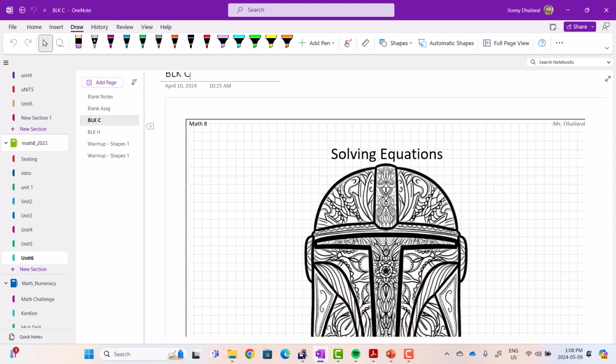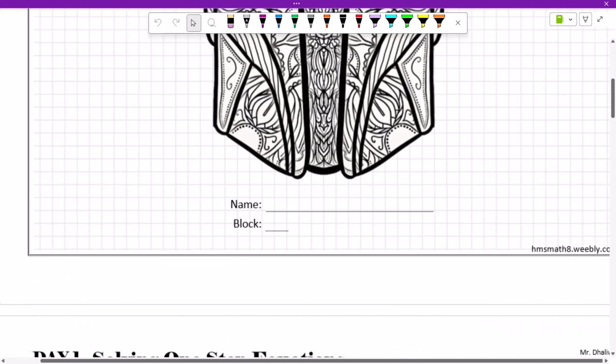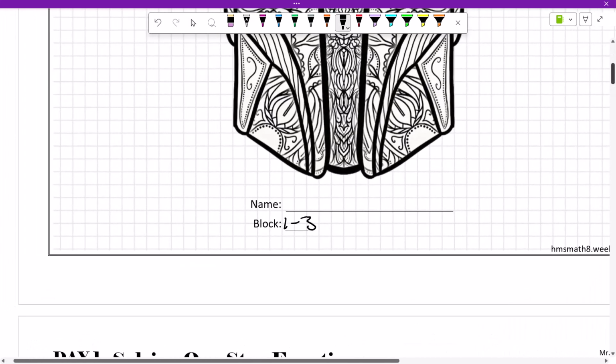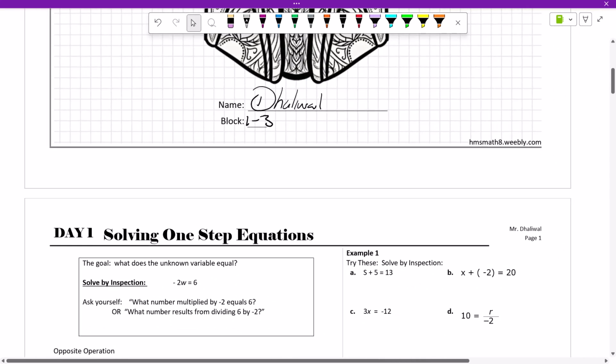All right, so we can start off with writing your name. We are block 3 of day 1. So 1-3, right? Dhaliwal.